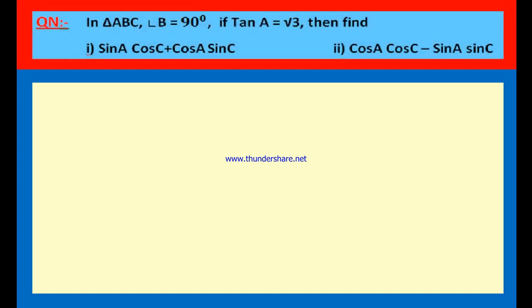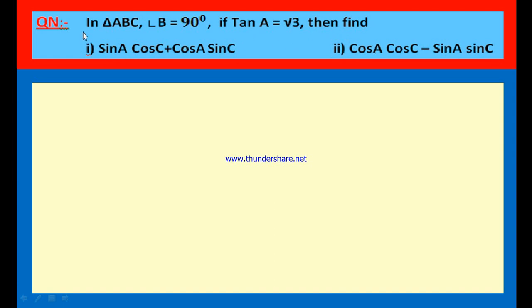The first question is, in triangle ABC, angle B is equal to 90 degrees. If tan A is equal to root 3, then find the values of first bit, sin A into cos C plus cos A into sin C, and second bit, cos A into cos C minus sin A into sin C.